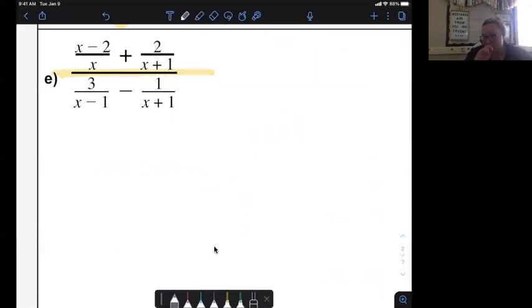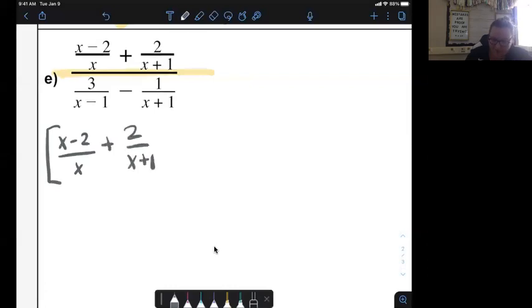So we're going to do what we did before. We're going to rewrite it so that x minus 2 over x plus 2 over x plus 1 is in brackets. We're going to change this giant fraction bar to a division sign. And then we're going to put what was in the denominator of this complex fraction in another set of brackets. So 3 over (x minus 1) minus 1 over (x plus 1).